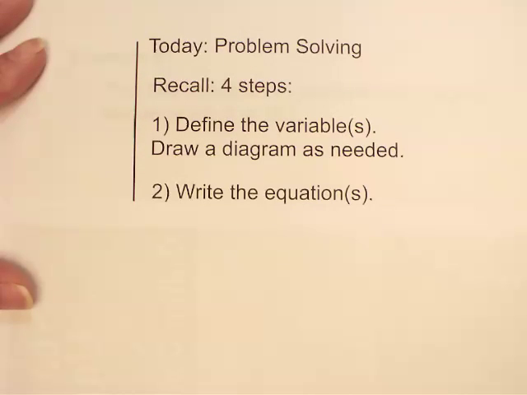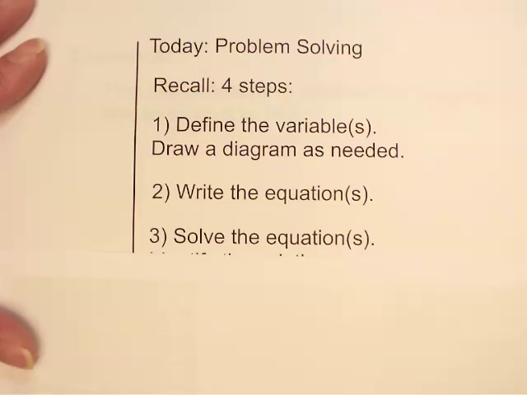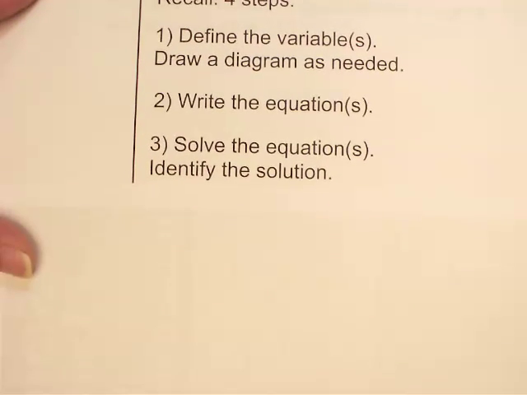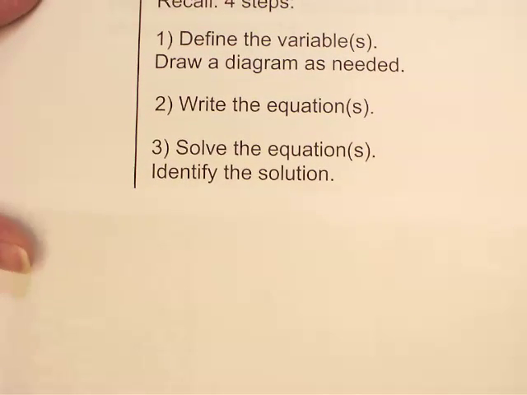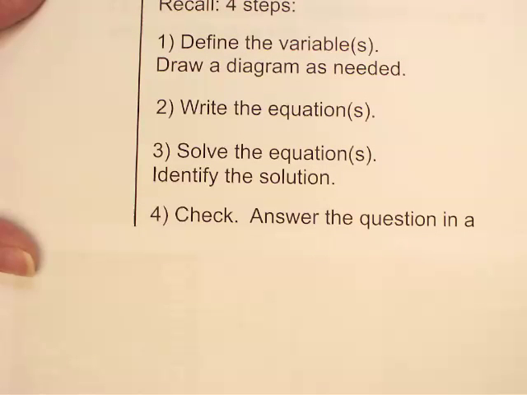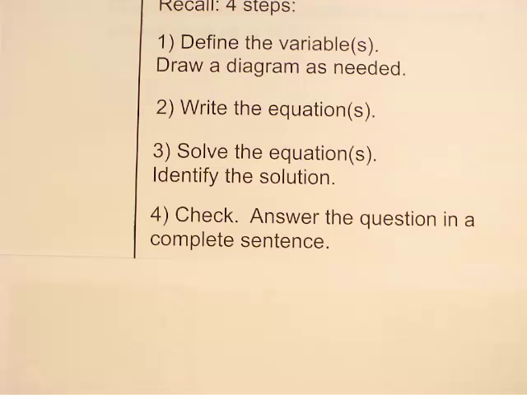Second step is to write the equation or equations in some cases, as in the case of systems of equations, when we have 2 or more variables with 2 or more equations. Third is to solve the equation or equations and identify the solution or solutions. And finally, step 4 is to check, make sure that we followed through correctly, and also answer the question in a complete sentence. This is to make sure that we've answered what they've asked for in the problem. So we're going to go ahead and move on to our first example right now.